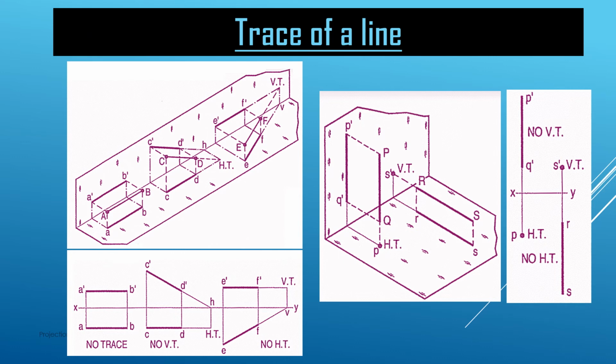Next concept is the trace of a line. The trace of a line is normally defined as the point where the line intersects any of the planes. So the point of intersection we call the trace.